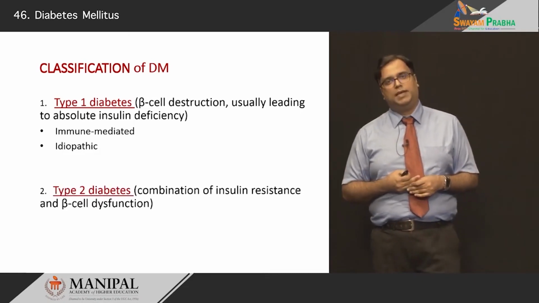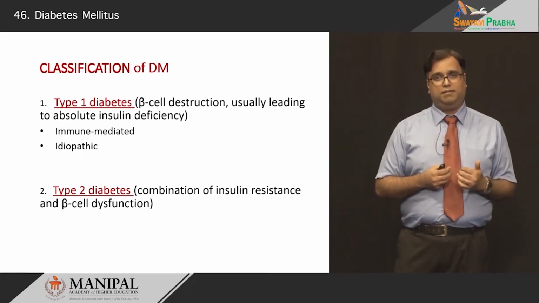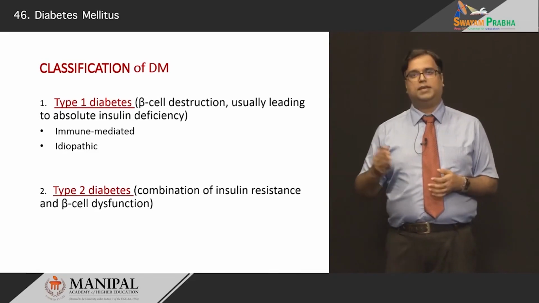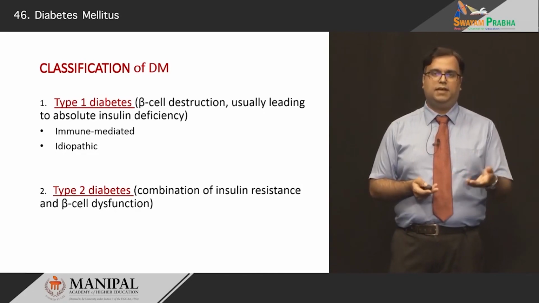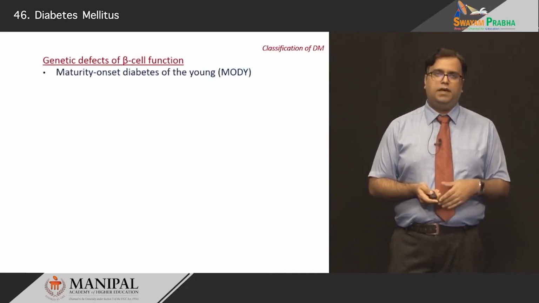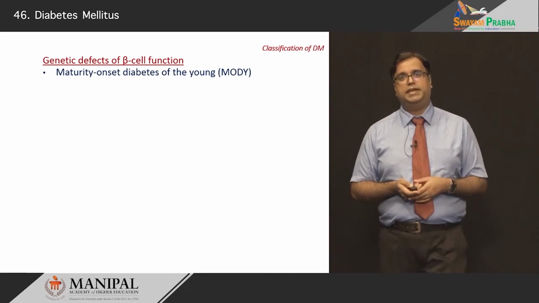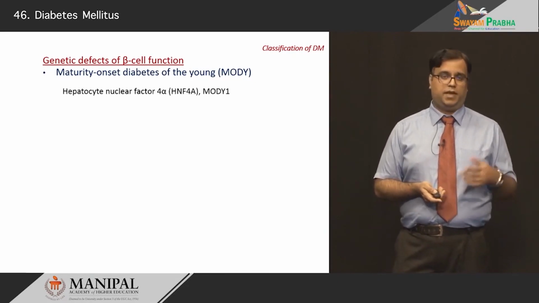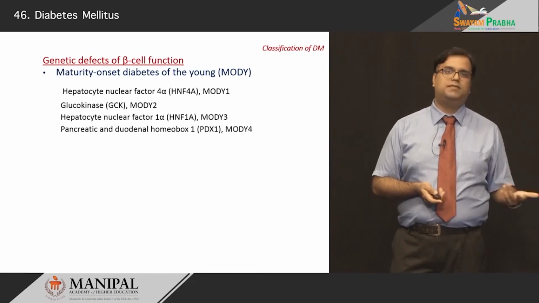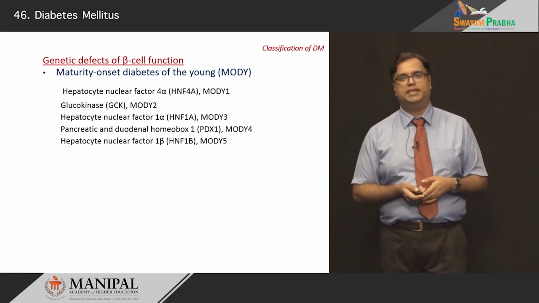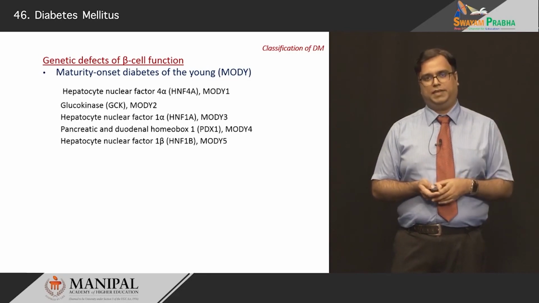In contrast, you have your type 2 diabetes mellitus, where the sentinel events are either insulin resistance or beta cell dysfunction, or a combination of both. We will discuss all these entities in a little more detail in the ensuing slides. Now, you can further break these down into many types. Inherent genetic defects of beta cell function, such as MODY, maturity onset diabetes of the young. You have nuclear factors, transcriptional factors which are defective because of some genetic mutation. As seen on the screen, you have MODY1 to MODY5 based upon what is defective.